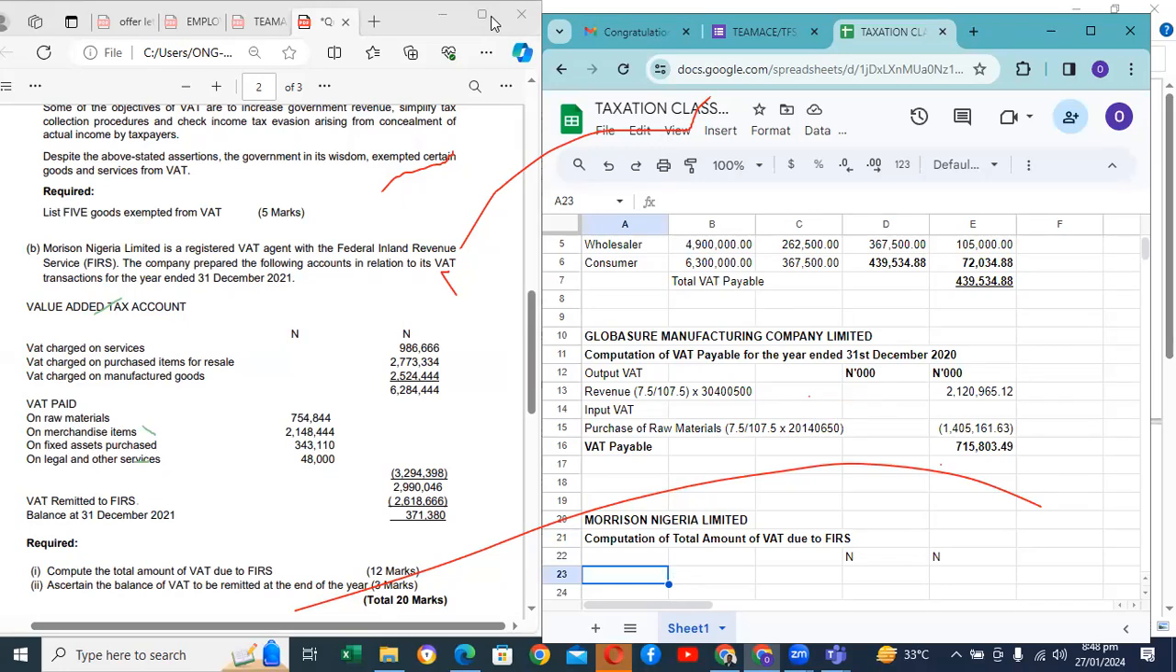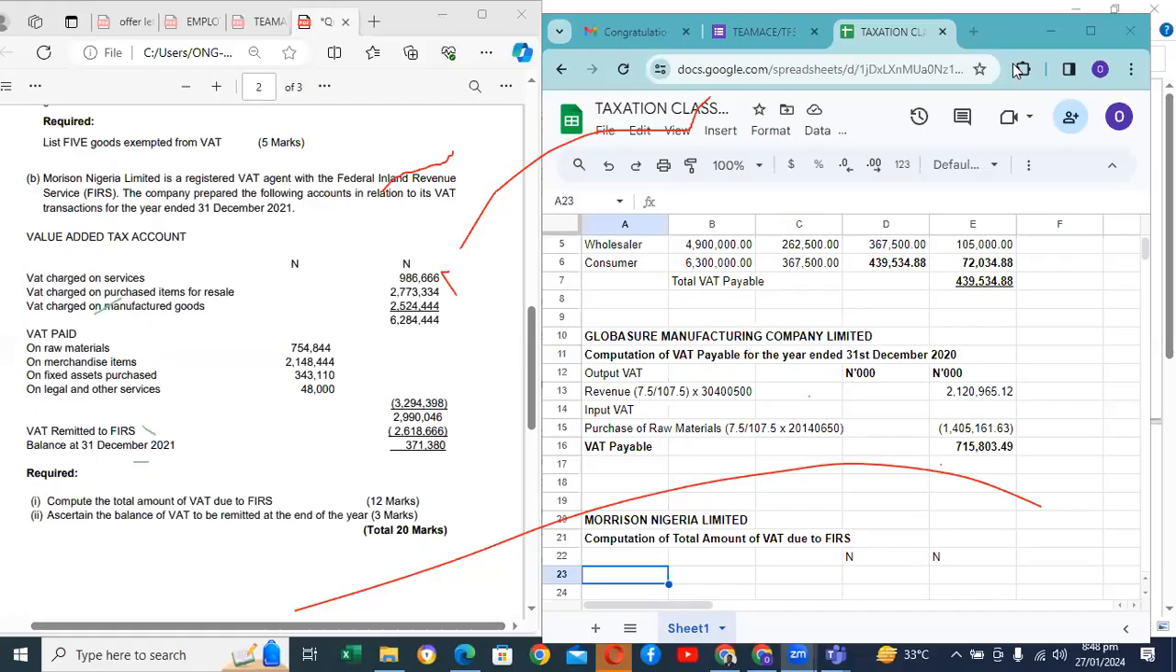Can you go back to the last question? Please let's maintain decorum. So compute total amount due to FIRS, right? This question is a little. Please mute your mics if you are not talking.